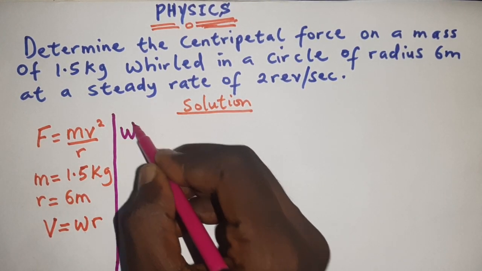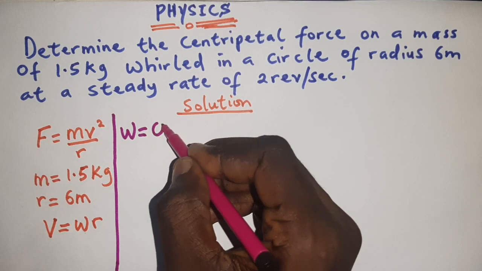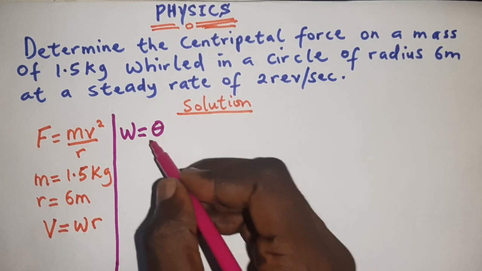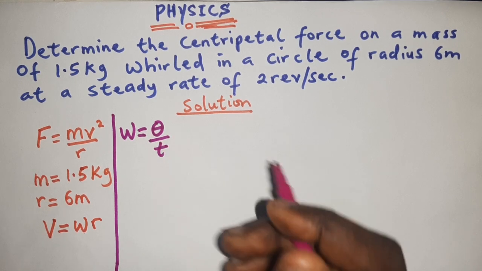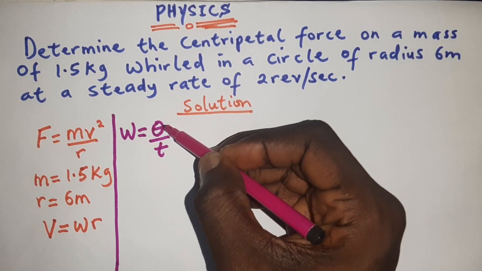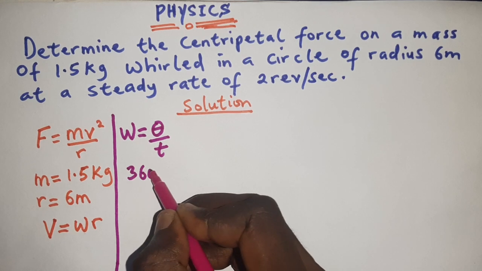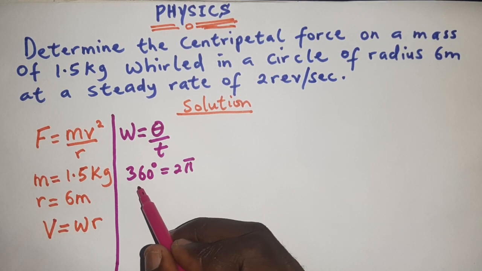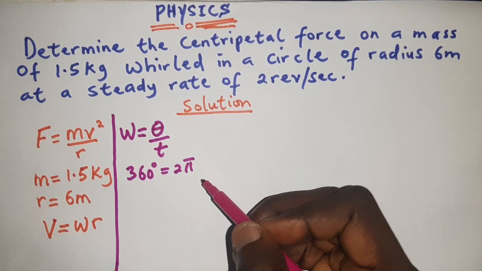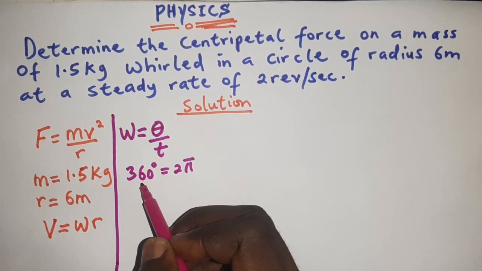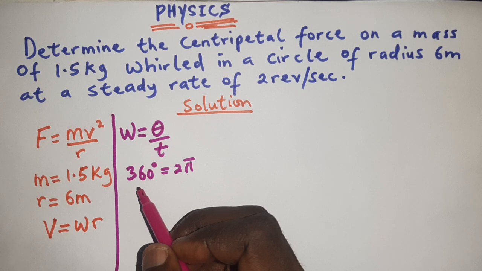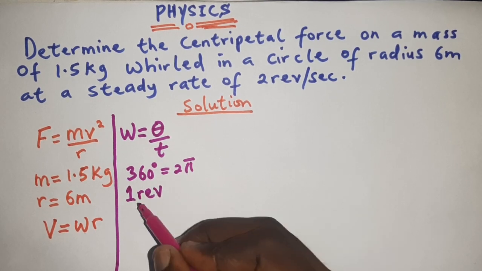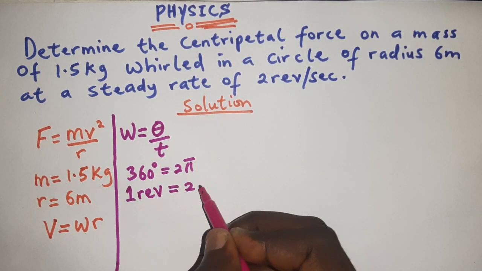The angular velocity is equal to the angle in radians covered by that particular mass while moving in that horizontal circle, divided by the time. This angle must be in radians, and we know that 360 degrees equals 2 pi in radians. So if you want to convert 360 degrees to radians, you will have it as 2 pi. And 360 degrees is equal to 1 revolution. So we can equally write that 1 revolution, representing 360 degrees, is also equal to 2 pi.